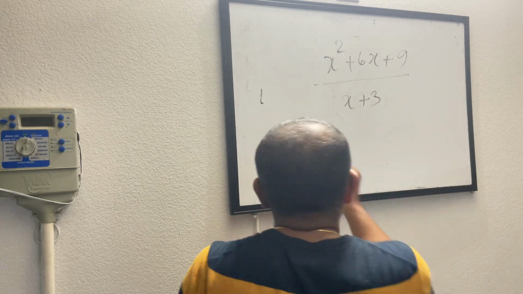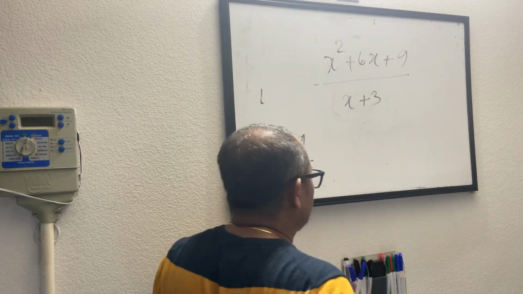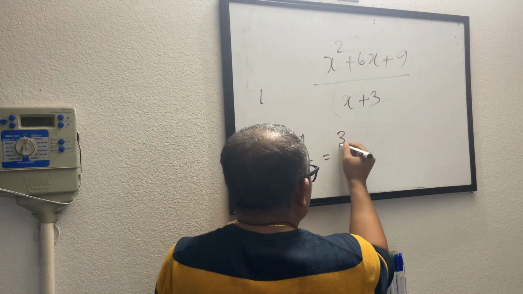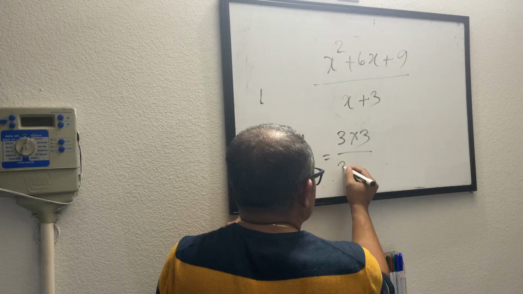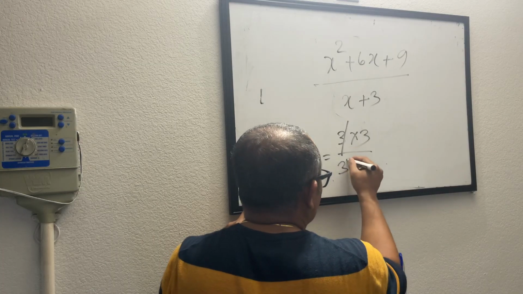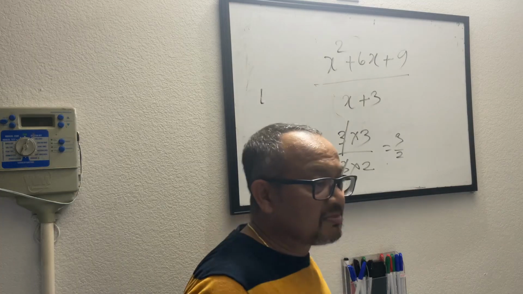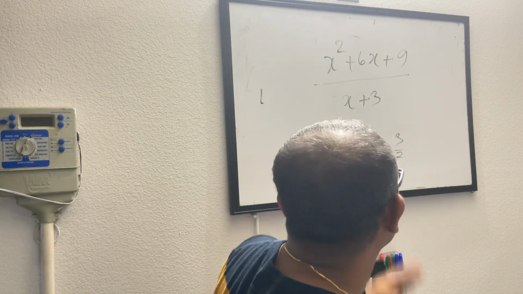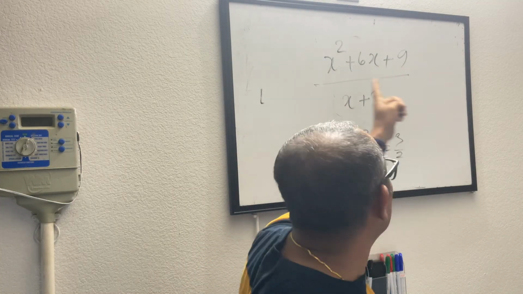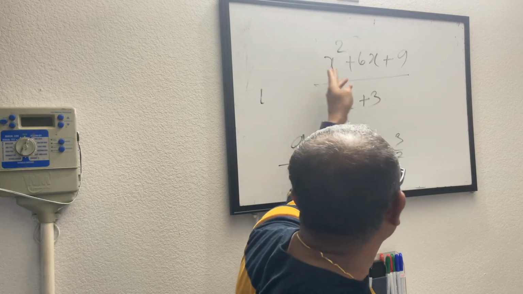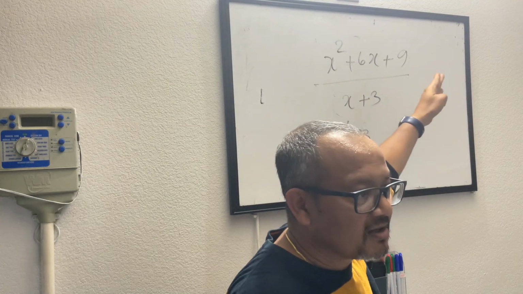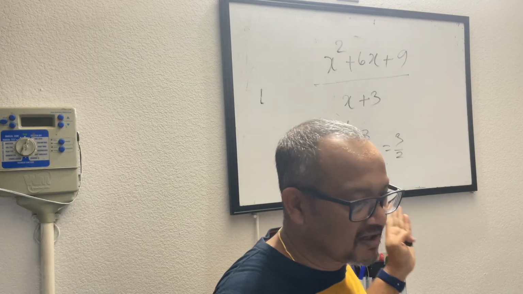If I had to divide 9 by 6, that would have been easy. I would have said 3 into 3, and 6 is 3 into 2. I will do tic-tac-toe, 3 and 3 gone, 3 by 2 is my answer. But here, I am dealing with a situation where I have unknowns. If you look at this polynomial, x squared and x is a variable here. So there is no straightforward calculation that we can do.